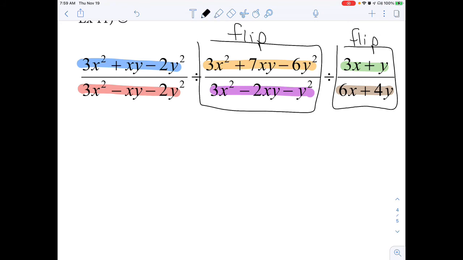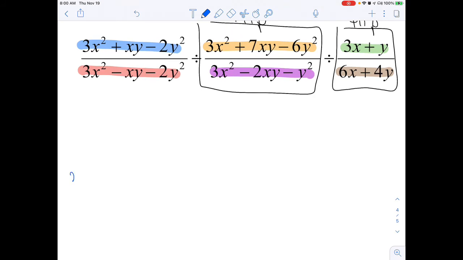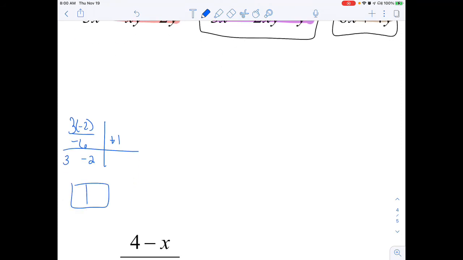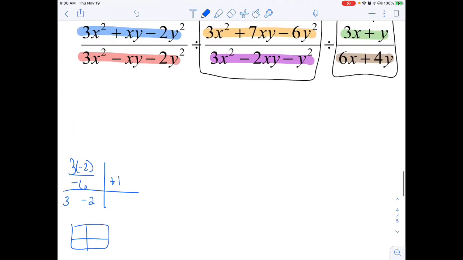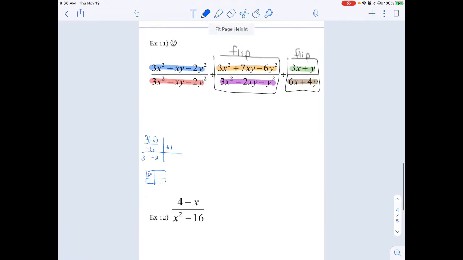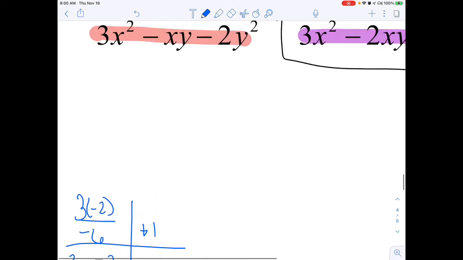Okay, very slowly, I'm going to go through one by one. I'm going to look for a GCF. The blue has no GCF, so I have to do 3 times -2, which is -6, adding to +1. My numbers are +3 and -2. Okay, I can factor fast. I should be able to, right? 3x squared. It would be bad if I couldn't. What's the bottom? -2y squared. You should pause the video and try factoring on your own.